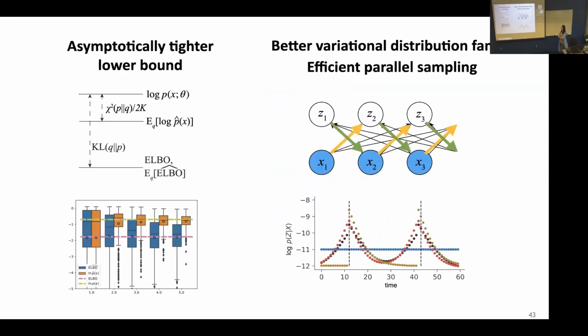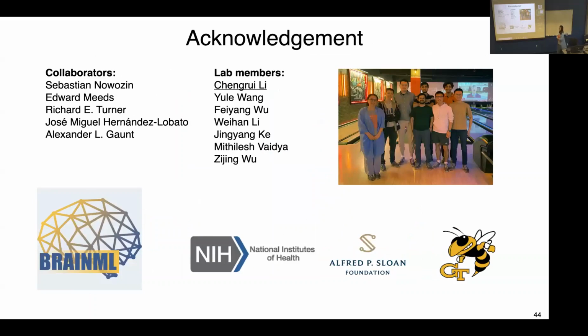Okay, so that's basically the end of the last part. We propose a better inference method with a tighter lower bound, and then we propose a better variational distribution family with efficient parallel sampling, especially for the POMHP method. And with that, I want to finish the talk, probably two minutes past one.